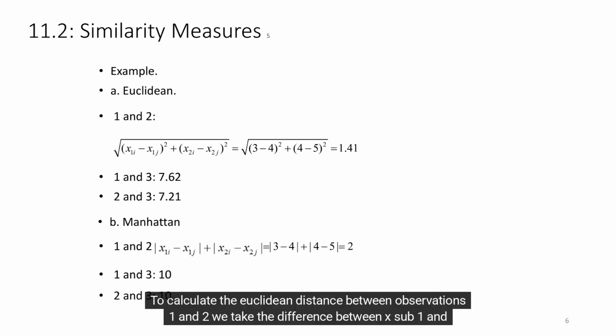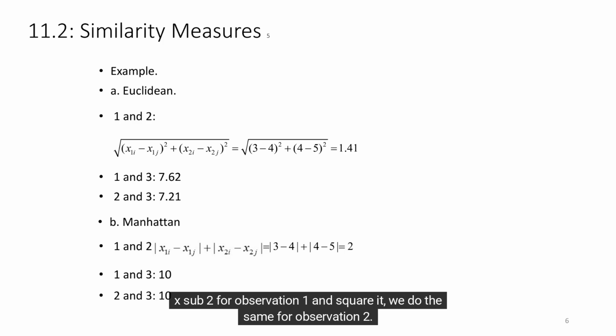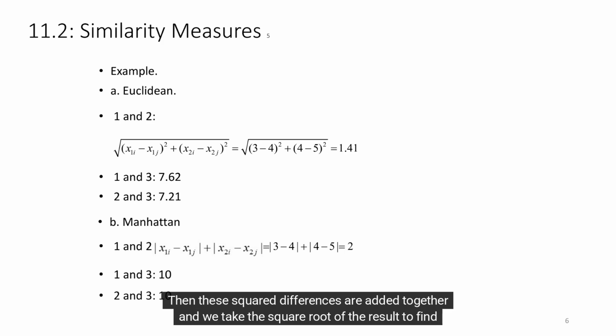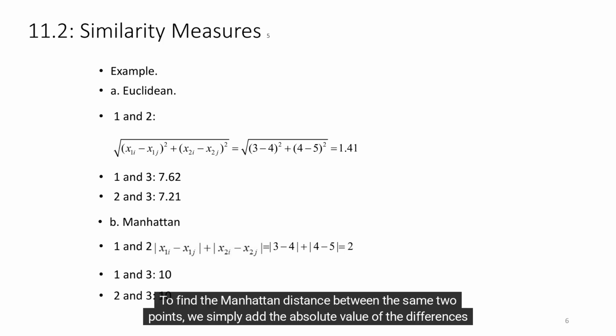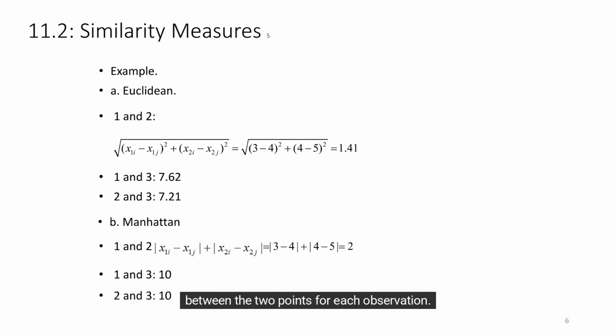To calculate the Euclidean distance between observations 1 and 2, we take the difference between x sub 1 and x sub 2 for observation 1 and square it. We do the same for observation 2. Then these squared differences are added together and we take the square root of the result to find the Euclidean distance. To find the Manhattan distance between the same 2 points, we simply add the absolute value of the differences between the 2 points for each observation.